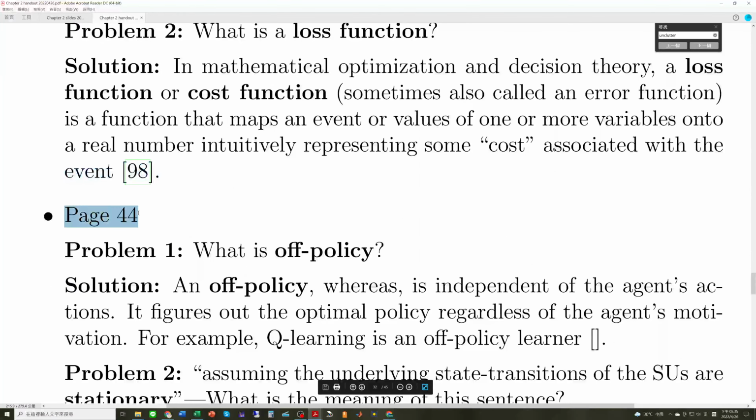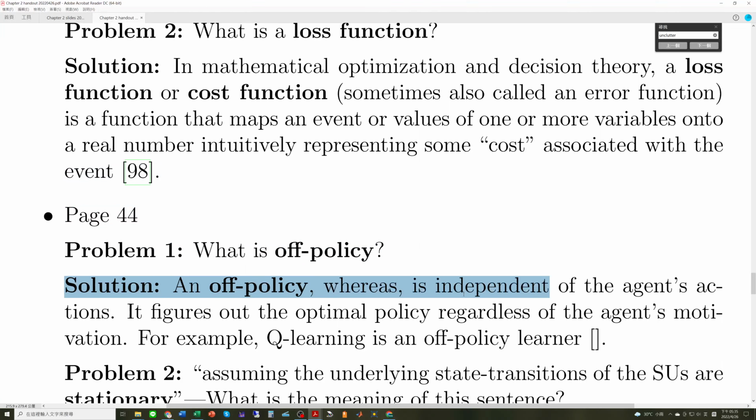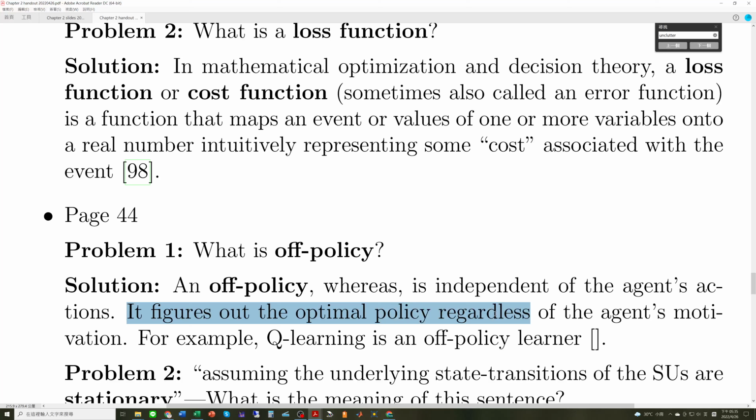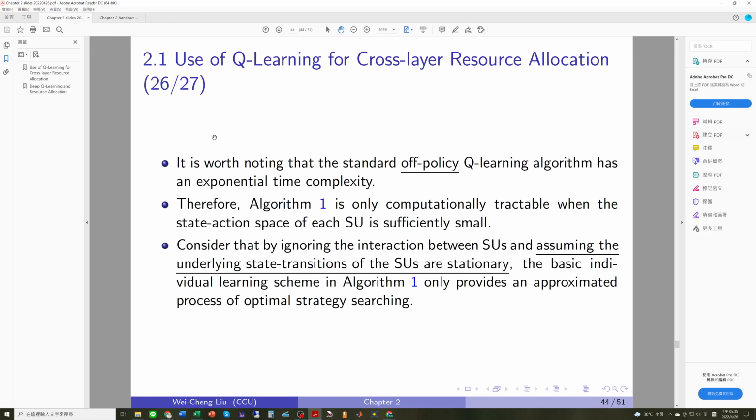Page 44, problem 1. What is off-policy? Solution: an off-policy learner is independent of the agent's actions. It figures out the optimal policy regardless of the agent's motivation. For example, Q-learning is an off-policy learner. Let us go back to the slides.